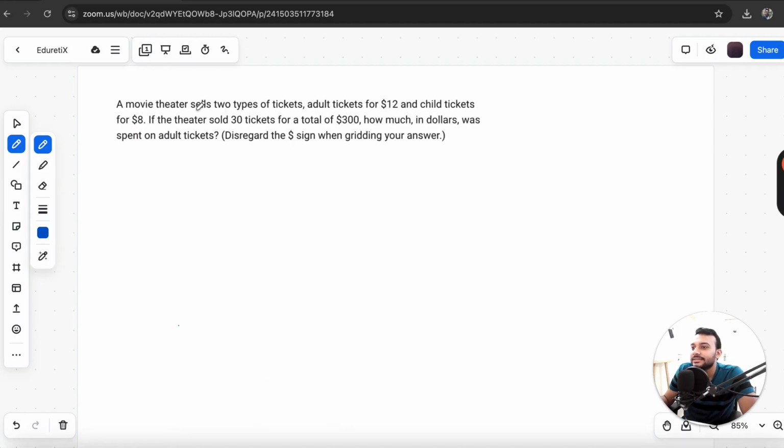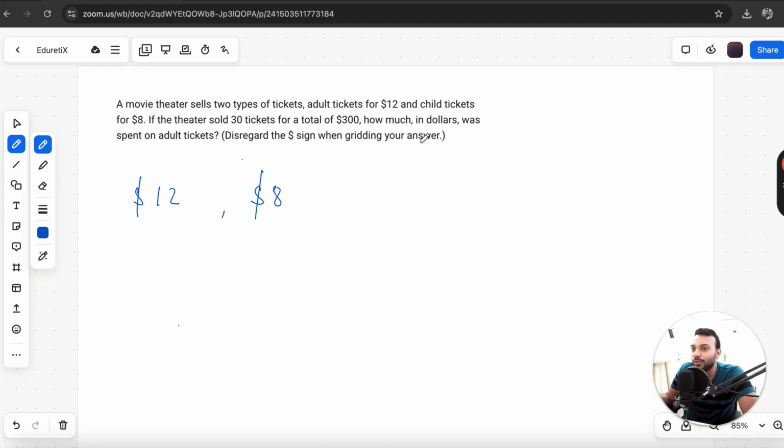A movie theater sells two types of tickets, adult tickets for $12 and child tickets for $8. If the theater sold 30 tickets for a total of $300, how much in dollars was spent on adult tickets? Okay, so adult tickets are costing $12, child tickets are $8, and in total they sold 30 tickets for a total of $300. So our approach is going to be to quickly form two equations.